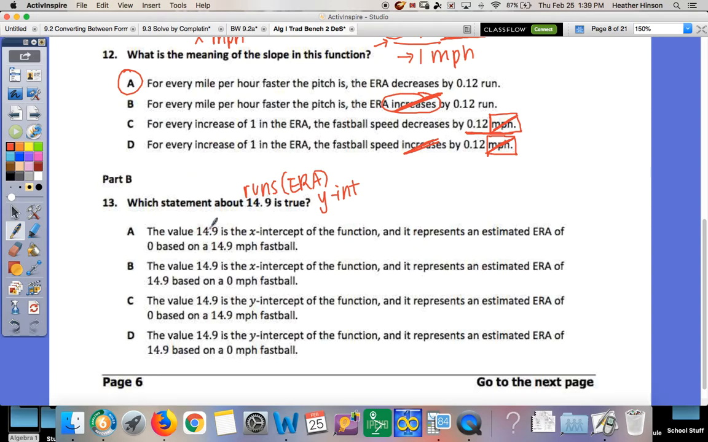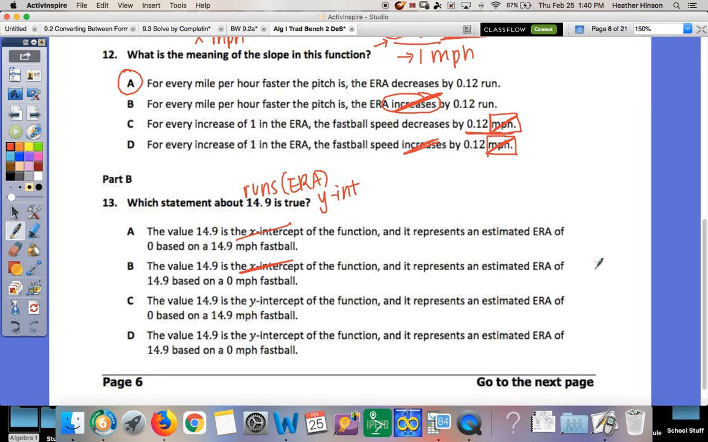So the value of 14.9 is the x-intercept of the function. Right off the bat, that's wrong because it's not an x, it's a y-intercept. The value of 14.9 is the x. No, we just said it was the y. The value of 14.9 is the y-intercept, correct. It represents the estimated ERA of 0 based on 14.9 miles per hour.